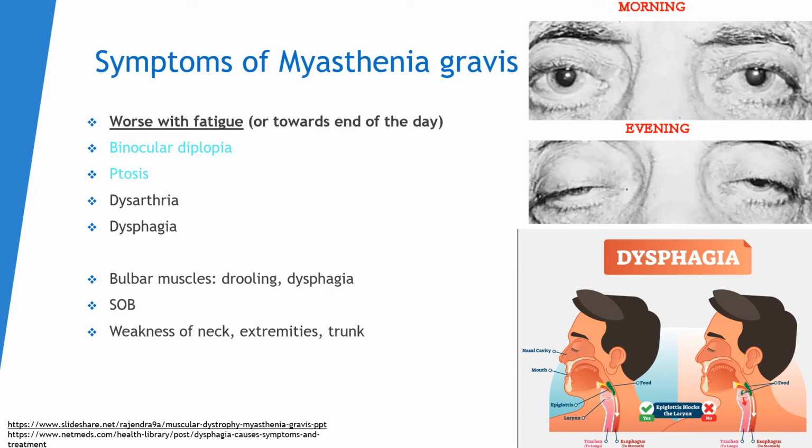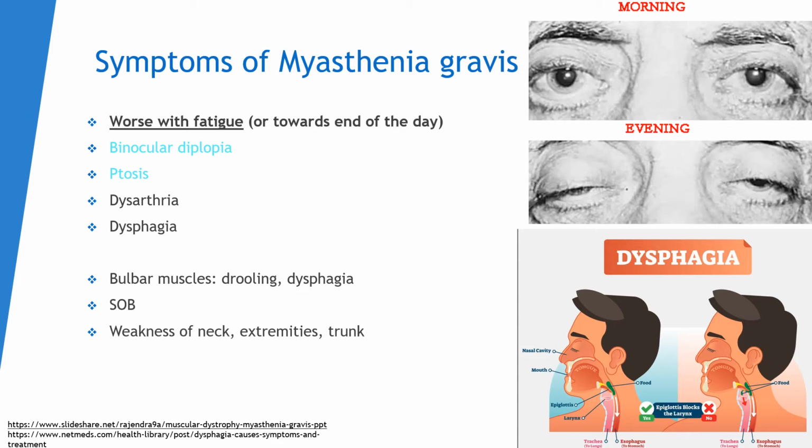The symptom of myasthenia gravis is fatigability. So towards the end of the day, it gets harder and harder to move the muscles around. And for the eye specifically, the early ophthalmic signs of myasthenia gravis are binocular diplopia due to the fatigue of the extraocular muscles, as well as ptosis due to the fatigability of the levator palpebrae superioris.